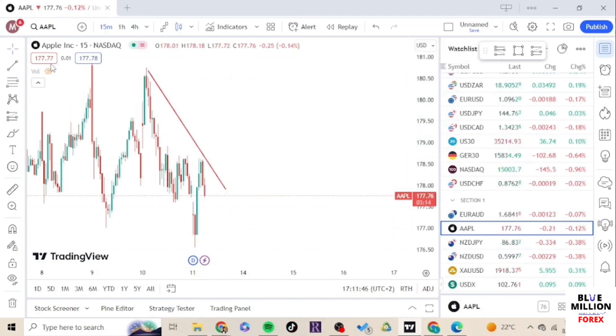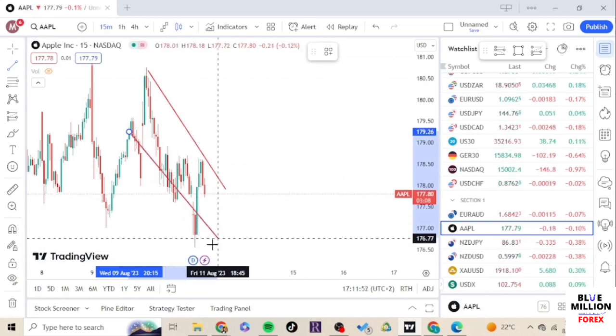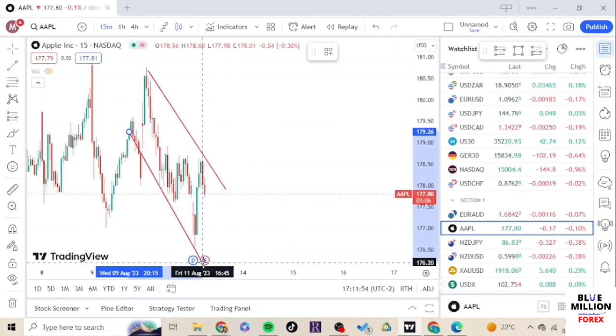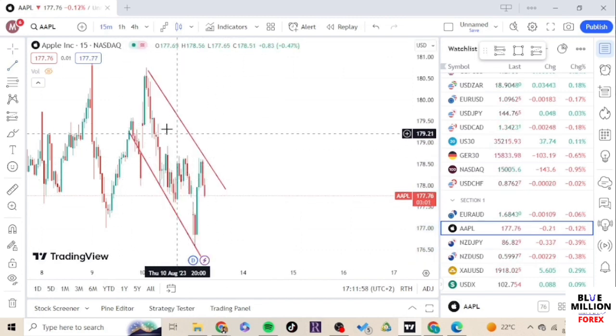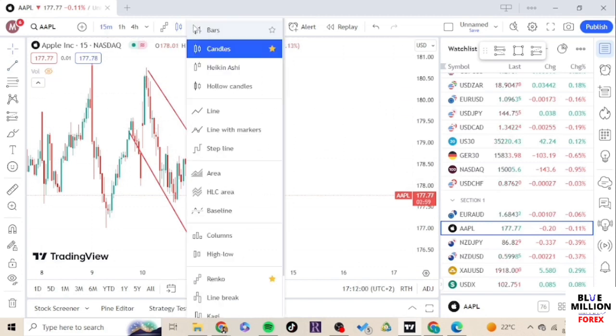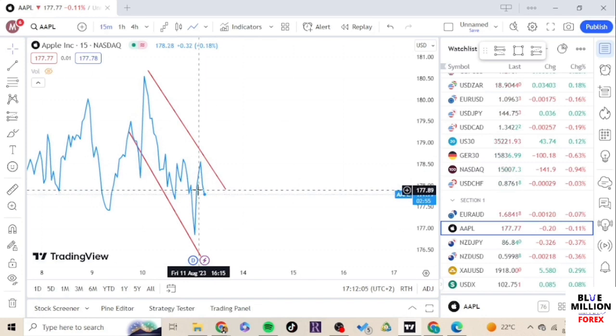Let's make it red. Now, as you can see, the Apple stock was in a downward movement, or is still in a downward movement because it's still a Friday and the New York Stock Exchange hasn't closed. But I'll just show you with the line chart. As you can see, the chart has been going down.